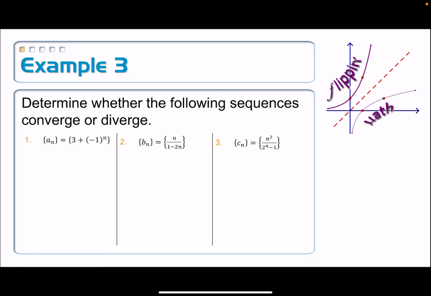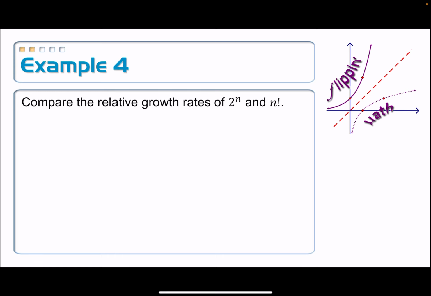When we determined on number 3 whether or not this sequence converged, when we took the limit, we basically used relative growth rates, which brings us to example 4. Compare the relative growth rates of 2 to the n and n factorial. In other words, which one of these things grows faster?